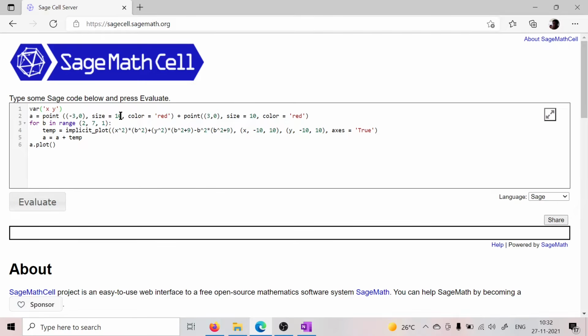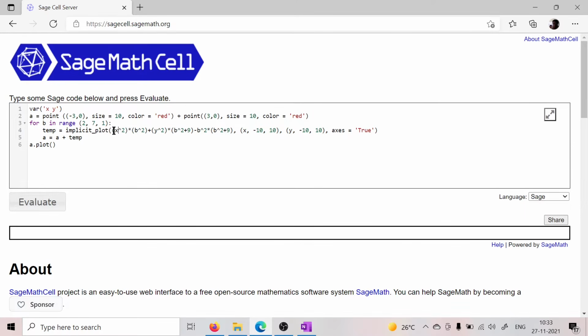The size command increases the size of the points so that it is visible. The color command is obvious. It plots the points in red. Now this whole command, point minus 3, 0, size 10, color red, plots the point minus 3, 0 in the xy plane, and the second command plots the point 3, 0 in the xy plane, and we have added them and assigned them to a variable a, so that now the a variable holds both the points, and when we call the a variable to plot, it will plot both the points. Same logic below.